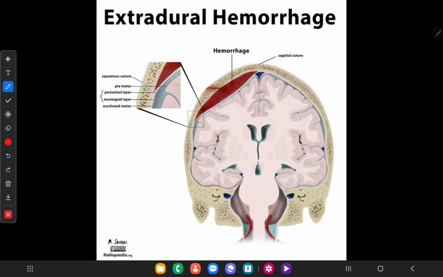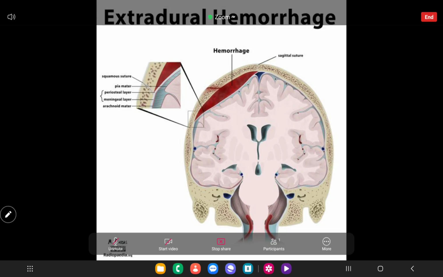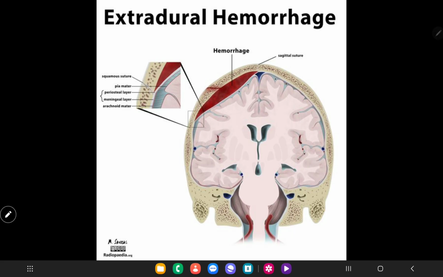So this is an extradural hemorrhage. It is between the cranium and the dura mater. And also, once the extradural hemorrhage is large and long lasting, it can cause the supratentorial compartment to herniate through the uncus of the temporal lobe.